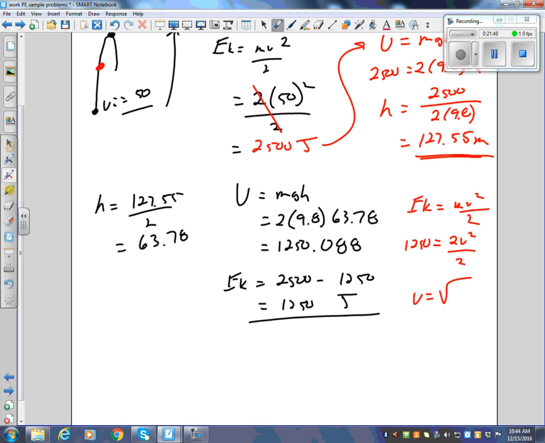V is the square root of 1250. Not half. Why? Because it's V squared. So even though it has half the kinetic energy, it's not going half speed. Watch out for that. Little sort of hint for the future.